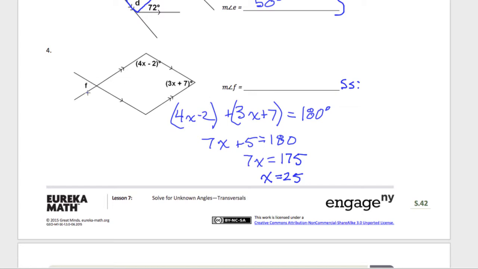Okay, but that doesn't solve for F. F is going to be equal to this angle here. The reason being is these two angles are same side interior. These two angles are same side interior. So I could do 180 minus this angle to get here, and 180 minus this angle to get here, which is the same as just this angle. So if I plug in 25 to this angle, that's going to be this angle, which is vertical angles with F. So SSI and vertical angles. If I plug in 25 into X, that's going to be 75 plus 7, and that's going to be 82 degrees.